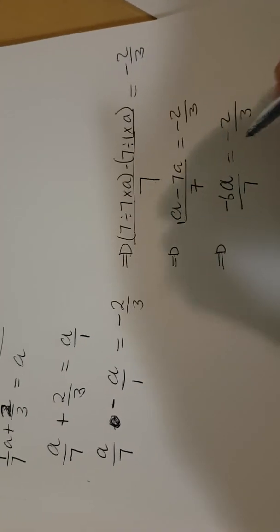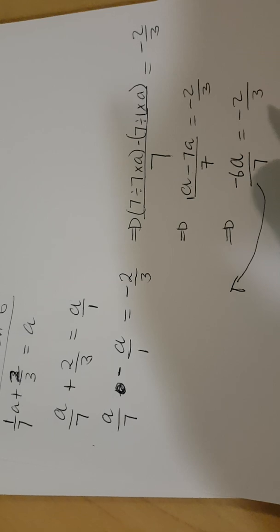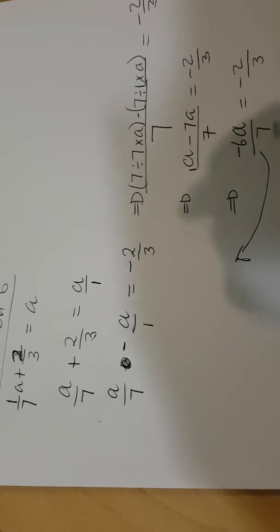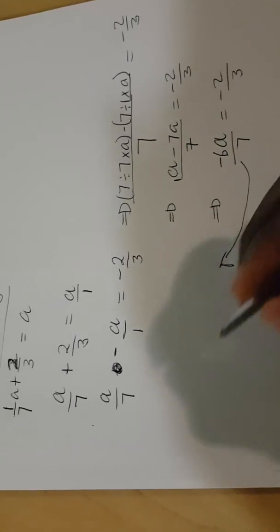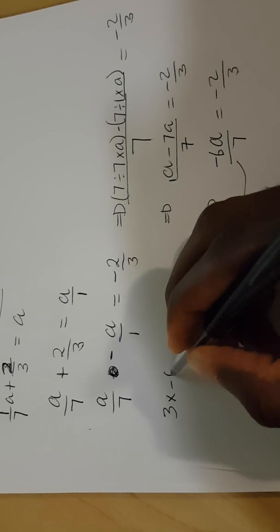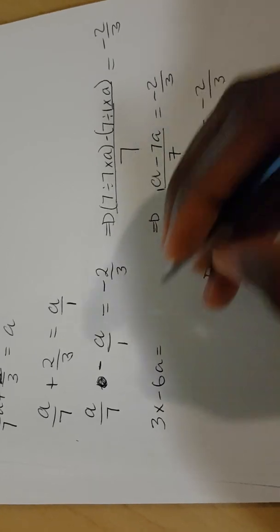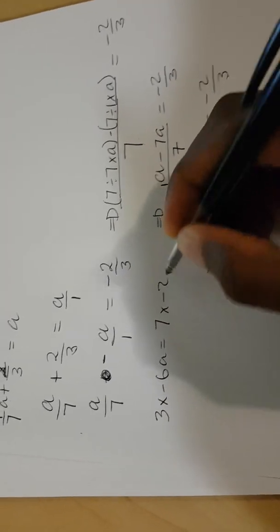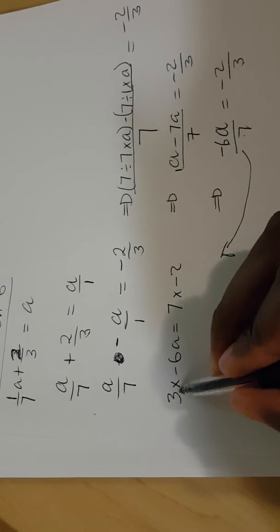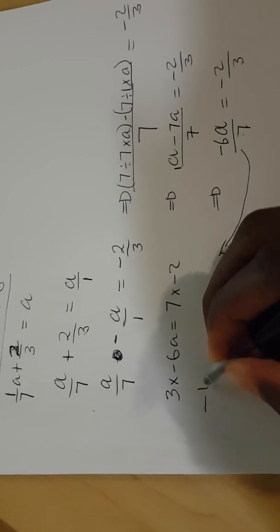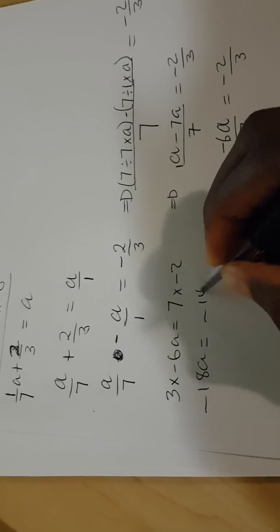And then after this stage, you move to this stage here. What are you going to do? You have to cross multiply. So this 3 has to multiply negative 6a. So you'll say 3 times negative 6a is equals to, and then this 7 has to multiply negative 2, is equals to 7 multiply negative 2. So you cross multiply from this stage to this stage. And then let's multiply. 3 times negative 6a is negative 18a is equals to 7 times negative 2 is negative 14.